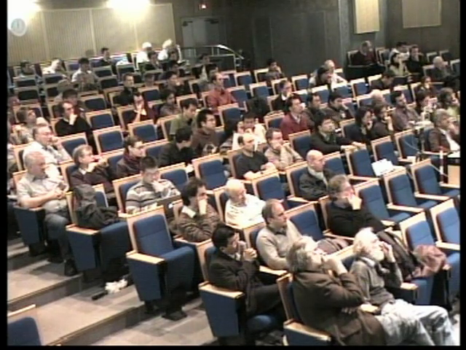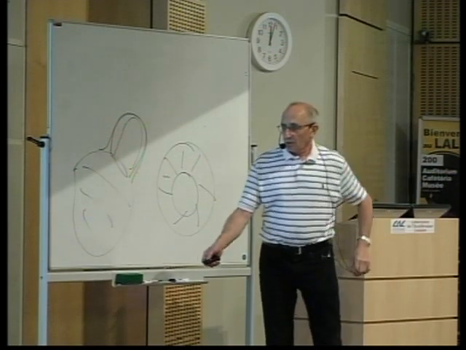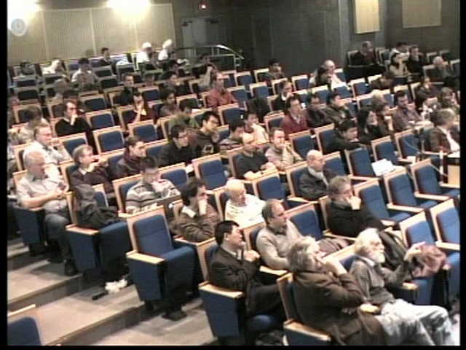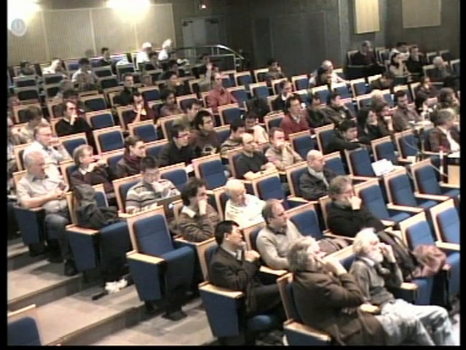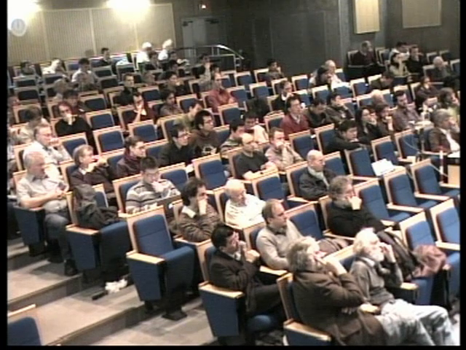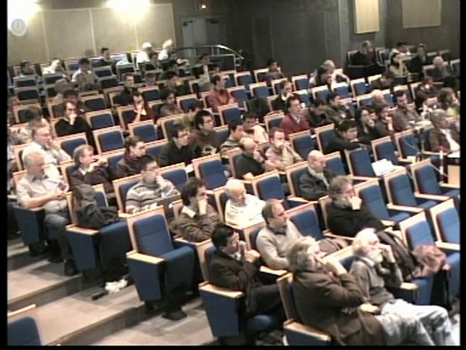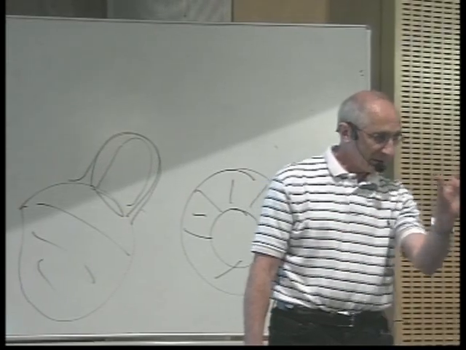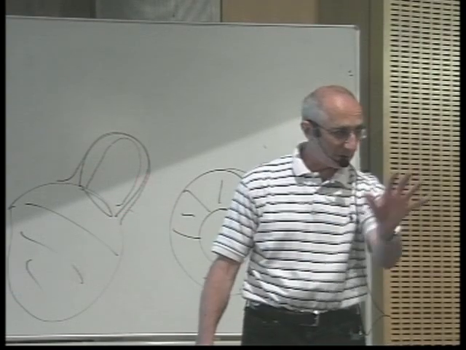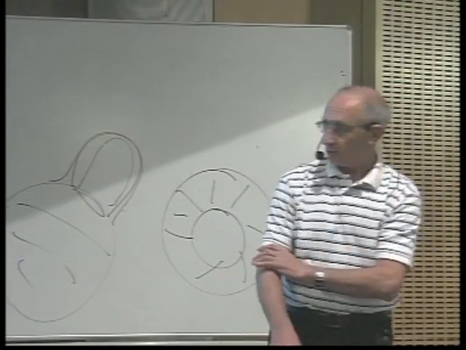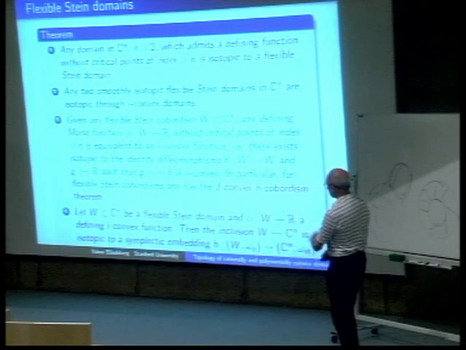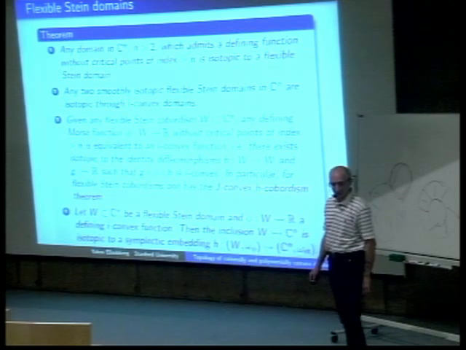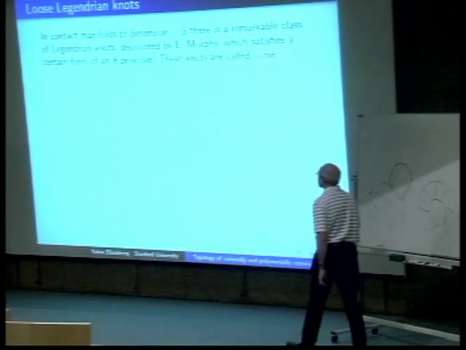You take it? Oh, sorry. You take an already Stein domain. Yes, you already have a domain in C^N, and you have a plurisubharmonic function which induces a symplectic form there, and then you can just isotope it, so as to make it a symplectic embedding.